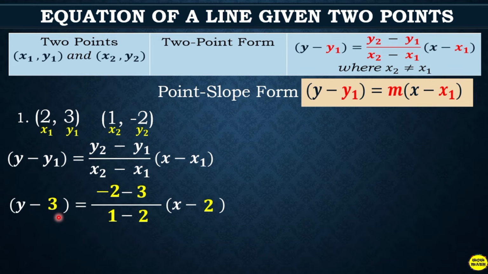Okay? So, this is now our equation. So, anong gagawin natin? Simplify natin. So, since wala namang gagawin dito, that is still y minus 3. And then dito, negative 2 minus 3, that is negative 5 over 1 minus 2, that is negative 1.